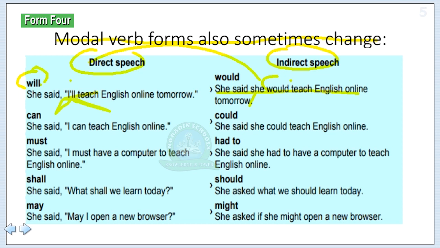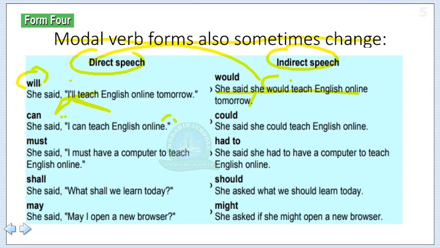Remember. What about, she said, "I can teach English online"? This is direct speech, not indirect speech, because you have the quotation mark or the inverted comma. So she said, "I can teach English online." We're going to change it into indirect speech, and we say, she said she could teach English online. So there are two changes: modal auxiliary verbs and the personal pronouns.